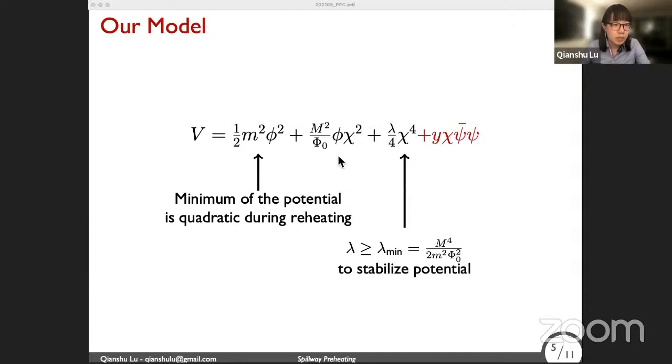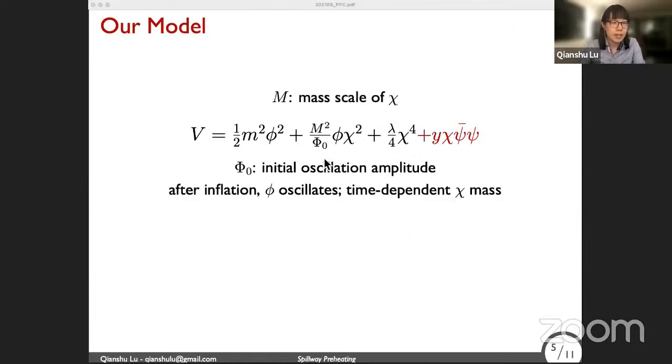Here I have written the trilinear coupling between the inflaton and the daughter fields in a very suggestive form, where I have factored out the initial oscillation amplitude of the inflaton, capital Phi naught, making it manifest that capital M is really the typical mass scale for the chi fields. So clearly, as the inflaton oscillates around the minimum of its potential after inflation, this trilinear term is going to act as a time-dependent mass term for the chi field.